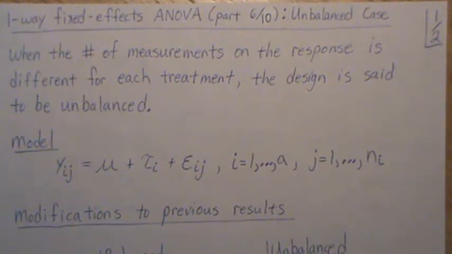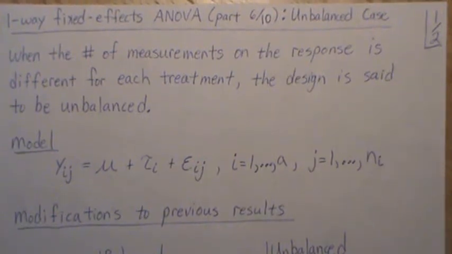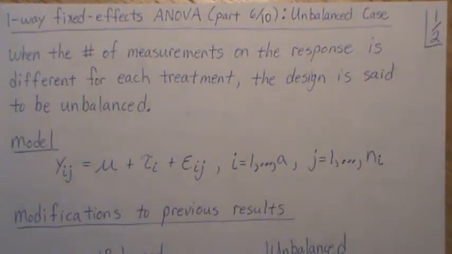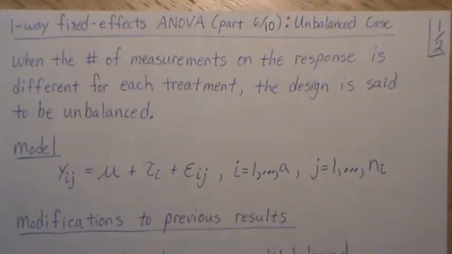Hello, this is the next video in a playlist titled General Linear Models, Design of Experiments. And this is part 6 of a little 10-part mini-series on one-way fixed effects ANOVA. And here we're going to look at the modifications in the unbalanced case.